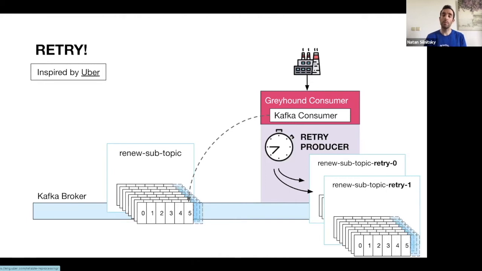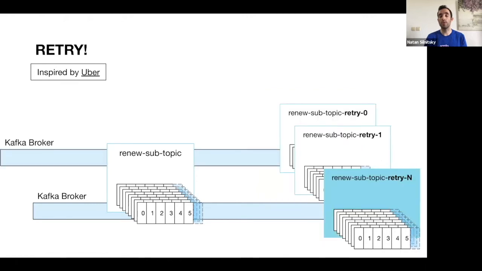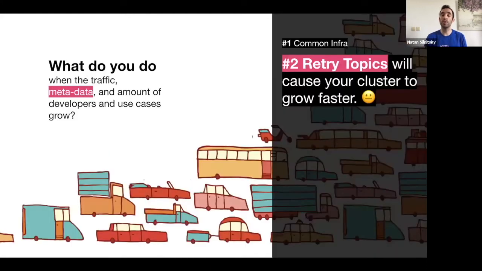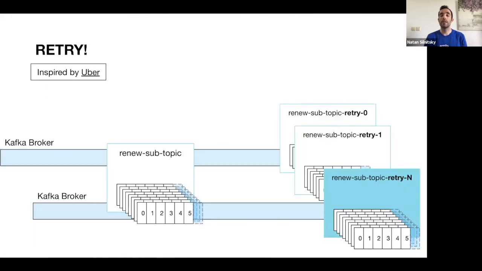But there's a problem here, because with the amount of retries you have, if you want more retries, you have more retry topics, and that means that you'll probably need more Kafka brokers. So we have a situation here where the retry topics cause the cluster to grow faster than otherwise.